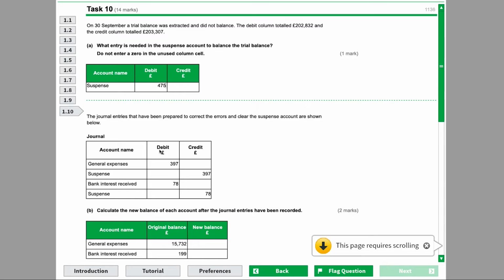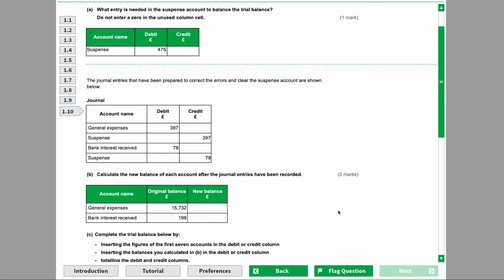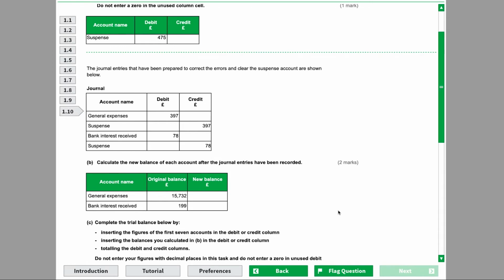So that covers part A. Nice and straightforward. Let's move on to part B then. The journal entries that have been prepared to correct the errors and clear the suspense account are shown below, and it gives us some journal entries. Calculate the new balance of each account after the journal entries have been recorded.